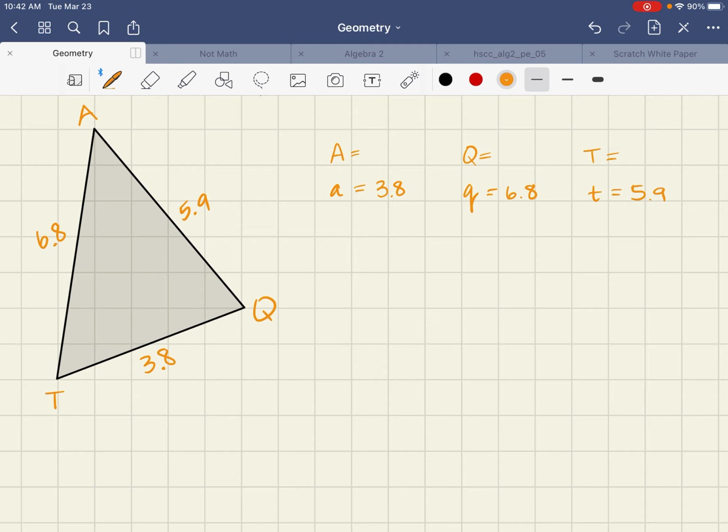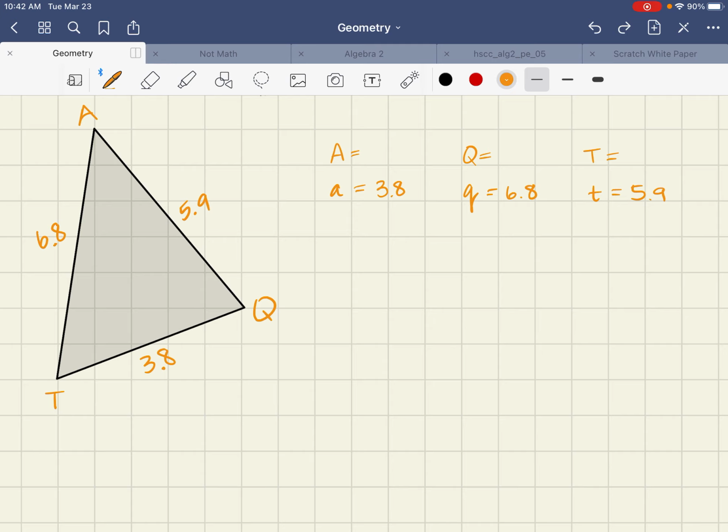This is a side-side-side scenario. I would say it's a really good candidate for law of cosines. The way law of cosines works, it's really up to you which angle you're going to solve for. Me personally, I always solve for the biggest angle, which is the angle opposite the biggest side. On the test, I'll probably tell you which one to solve for first, and then you have to go from there. So I'm going to solve for Q right now using law of cosines.